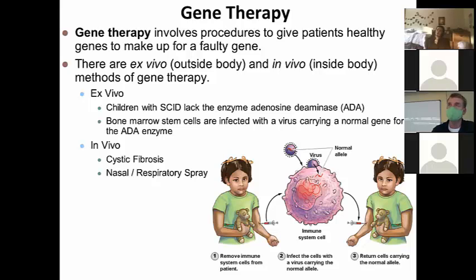One possibility is doing this ex vivo, so outside the body. In vivo would be inside the body. Children with severe combined immunodeficiency, SCID, lack an enzyme that they need in their white blood cells. What can be done is that the gene is placed into a virus, which is shown here. This little girl who has the disease, her blood is removed and the white blood cells are modified outside the body, and then the white blood cells, once the healthy gene has been added via this virus, are placed back inside her. And there's been moderate success with this in treating SCID.